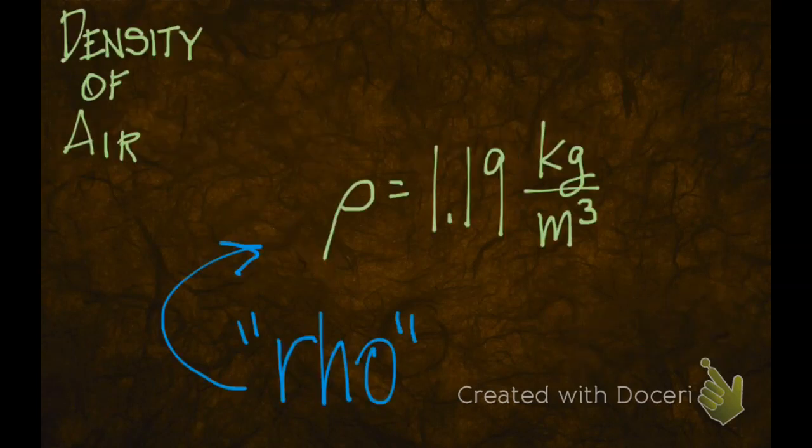The other thing that's given to us is the density of air. This is just assuming air standard pressure and temperature at sea level. We're just going to use this one. It's 1.19 kilograms per cubic meter, and that is not a letter P, it's a Greek letter rho. It looks the same as a P. So that's the density we're going to use for air.